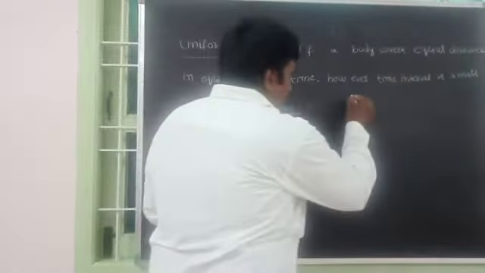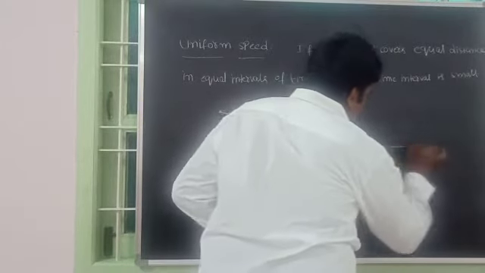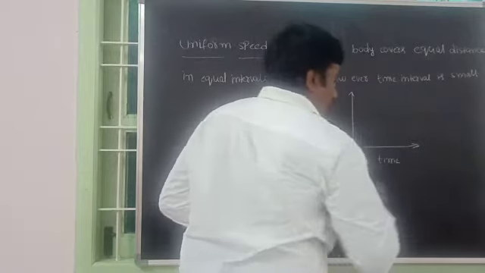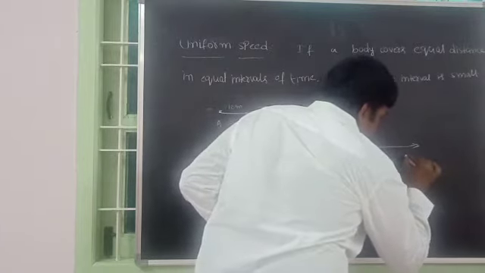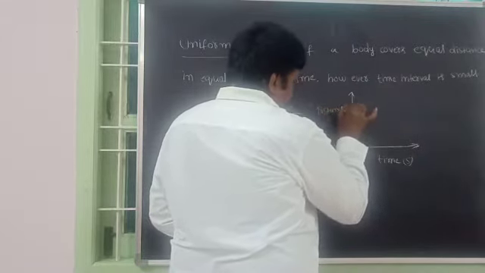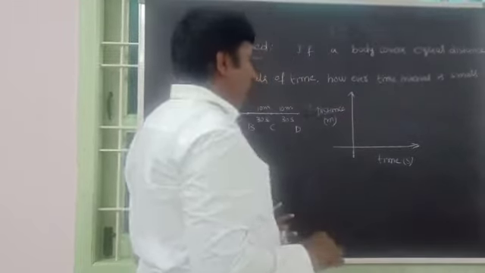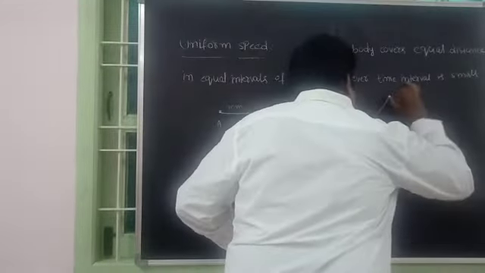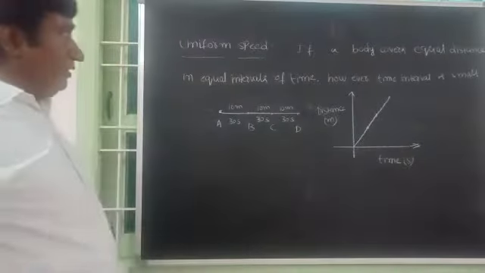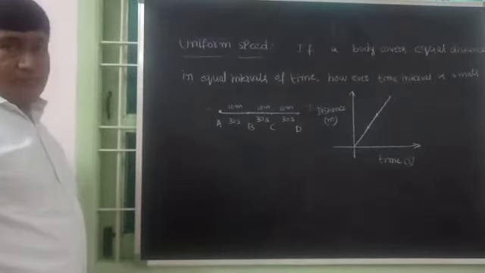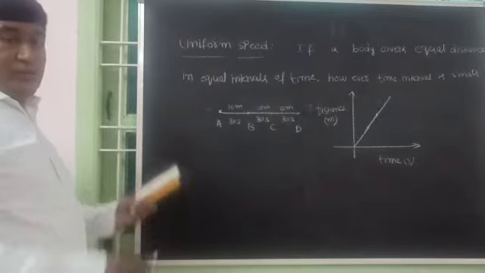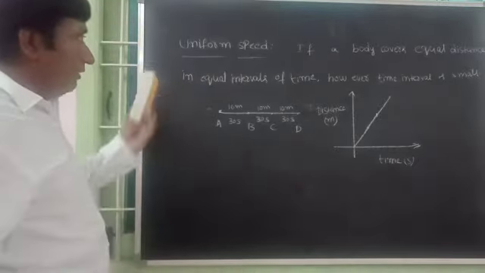For this we have drawn a graph. The x-axis is time, denoted in seconds, and this I can take as distance in terms of meters. So we are going to get a graph like this. For uniform speed, the speed will be the same everywhere, for example 40 kilometers per hour, that is, 40 kilometers traveled per hour.